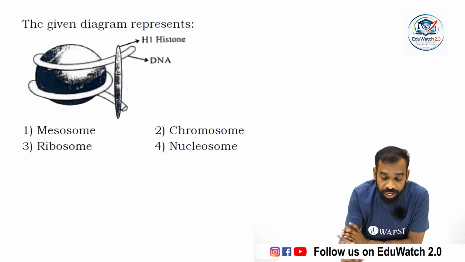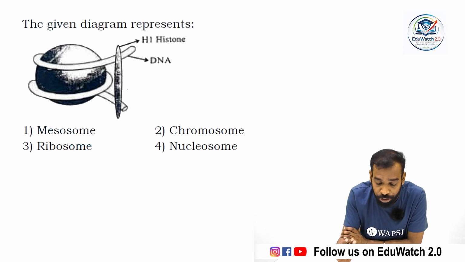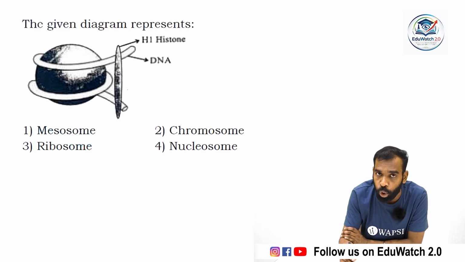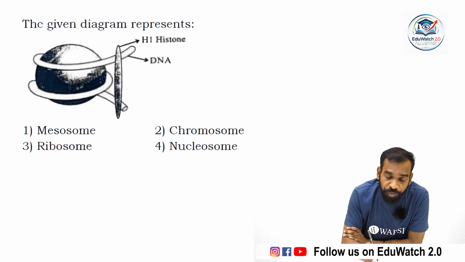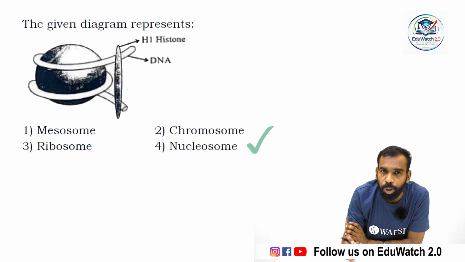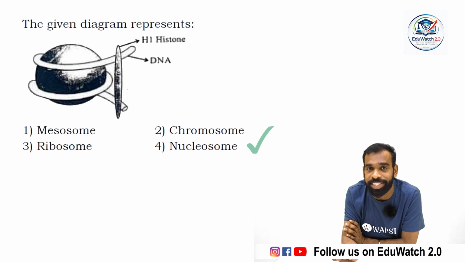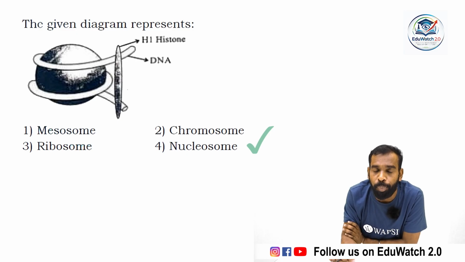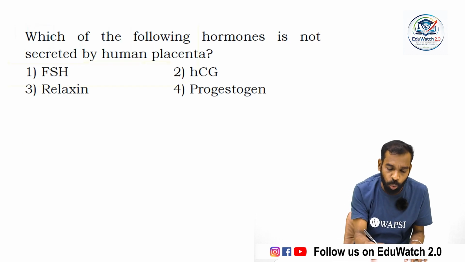Is it clear? The given diagram represents option number 1 mesosome, option number 2 chromosome, option number 3 ribosome, option number 4 nucleosomes. When we are seeing the diagram, at that time itself we can get the answer. That is nucleosomes. What is nucleosome? The basic unit of chromatin threads. Chromosome is made up of chromatin threads. The basic unit of chromosomes or a chromatin thread, that's called nucleosomes. Is it clear?